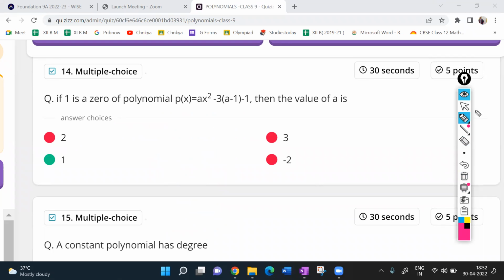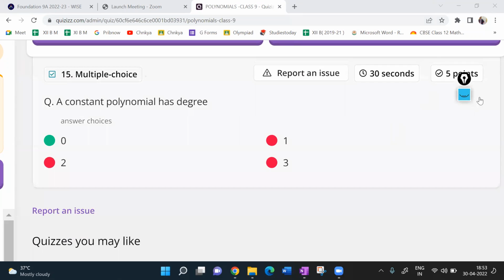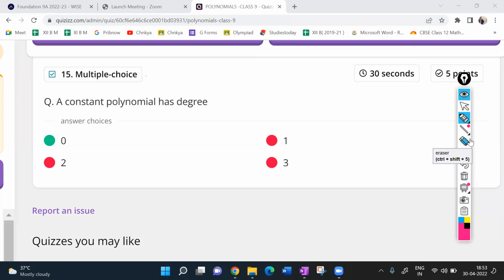Next question. So constant polynomial has degree what? Everyone knows this. 0, sir. Constant polynomial has degree 0, because 1, like any number, has degree 0. Okay.